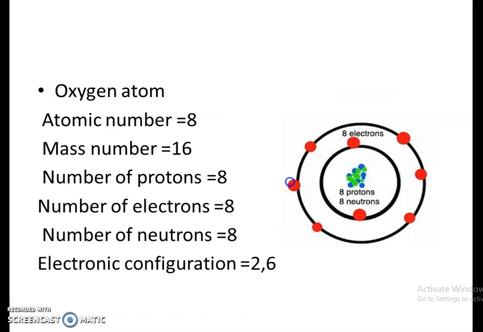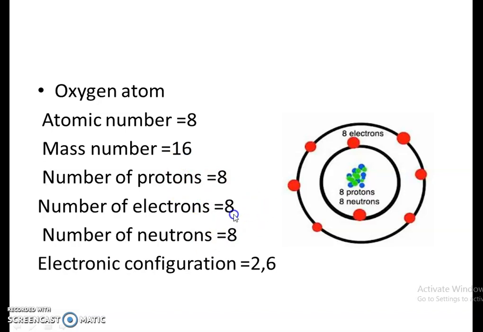Next, the oxygen atom. Atomic number is 8, mass number is 16. So the atomic number is equal to the proton number and the electron number. And neutrons is equal to 16 minus 8, which is 8. For the electronic configuration, it has a number of electrons 8.